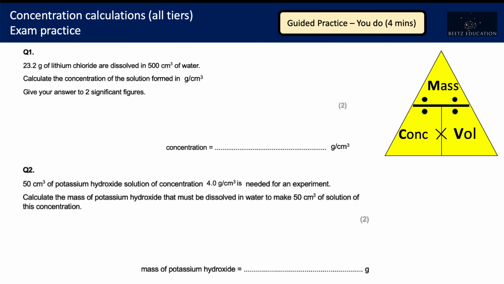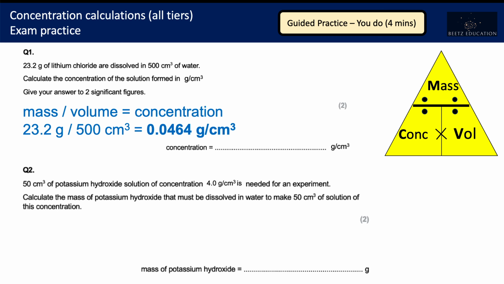Okie doke, for the first one, we're after a concentration. So we're doing mass divided by volume. We've substituted the values, including the units, and because the units are in grams and centimetres cubed, and we want the concentration in grams per centimetre cubed, there was no unit conversion required. That given to 2 significant figures is 0.046.